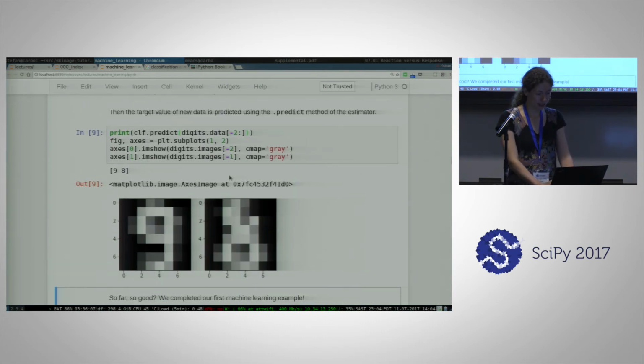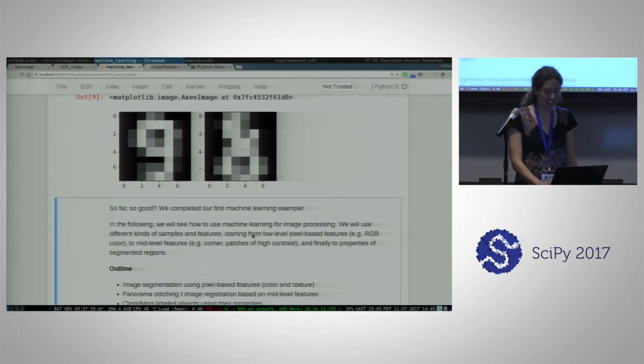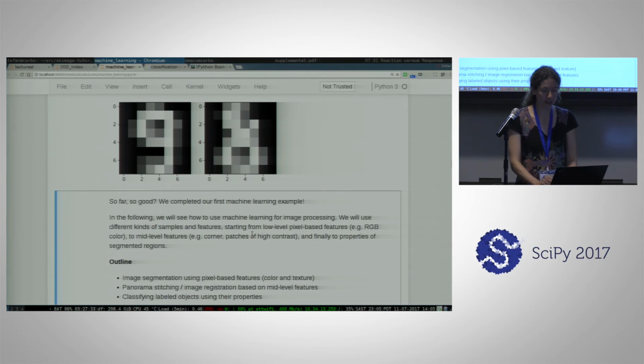So when I do this, I can see for my two images that the prediction was right. At least if you would agree that this is an 8, it's not completely obvious to me. So we did our first machine learning example. Yeah!